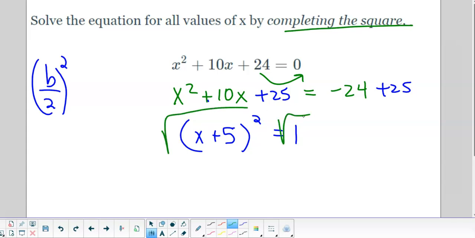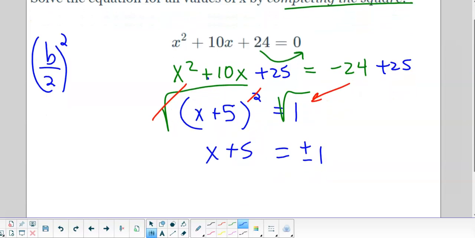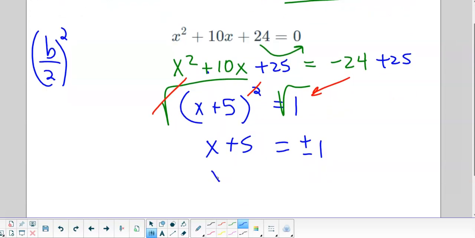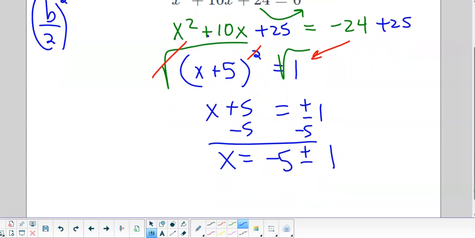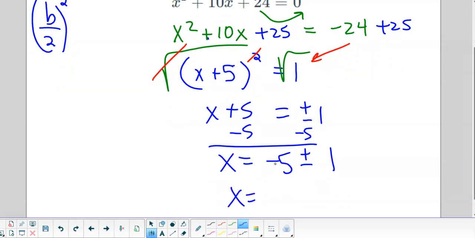To solve your quadratic by square rooting. Now don't forget, when you square root the number, you get 2 answers. So don't forget, x plus 5 is equal to plus or minus 1. And if I subtract 5 from both sides, then technically I get -5 plus 1 or -5 minus 1. So I need to answer both of those questions.